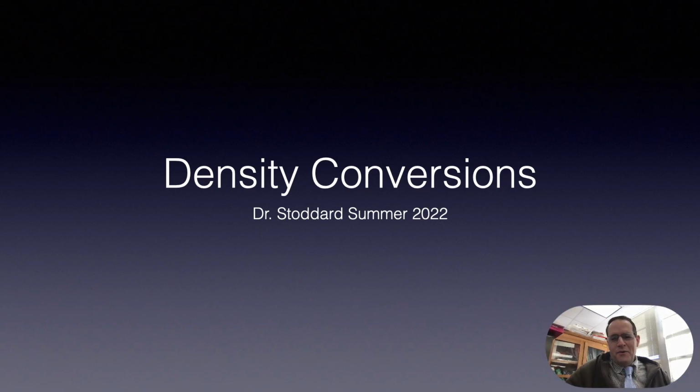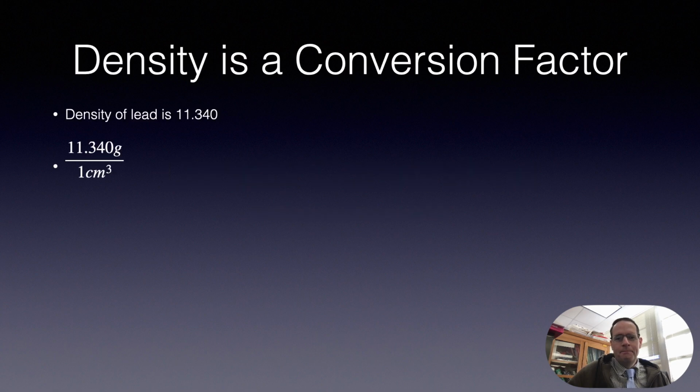Hello, now that we've learned about density, how to calculate it, and how it's a physical property that helps us identify maybe an unknown metal, I want to talk about using density as an actual conversion factor. So the thing to think about is that density can be written as a fraction usually.